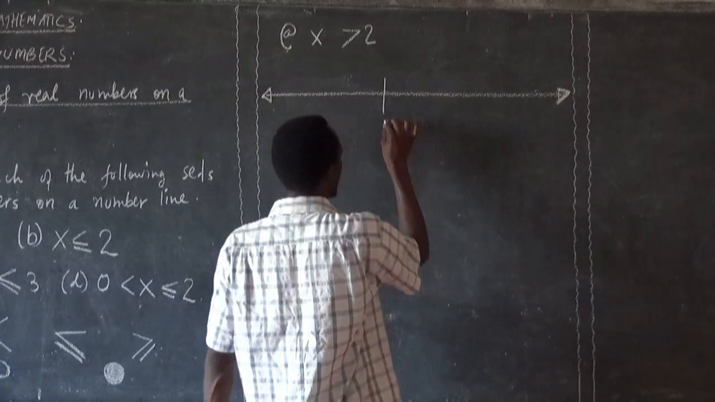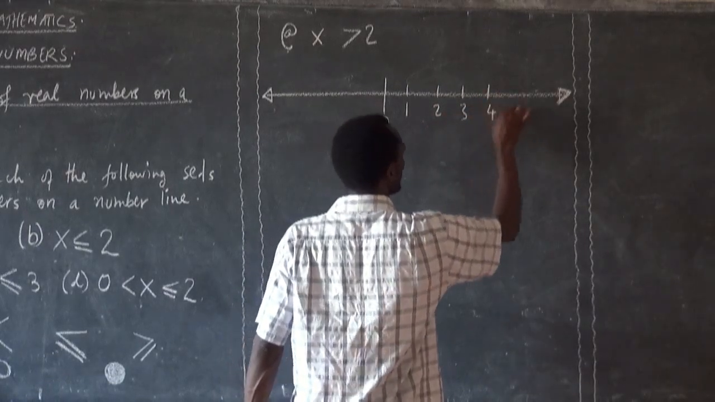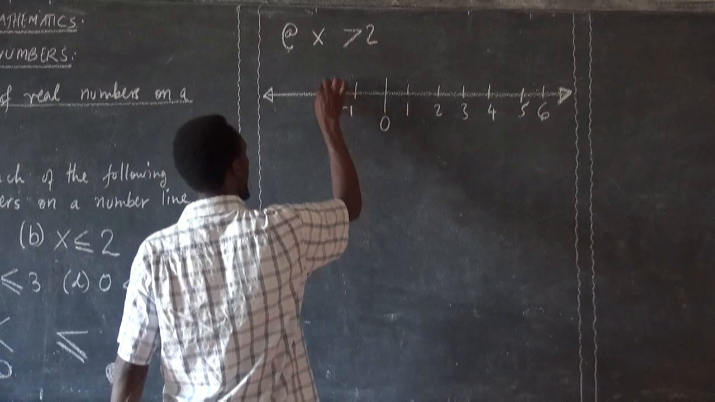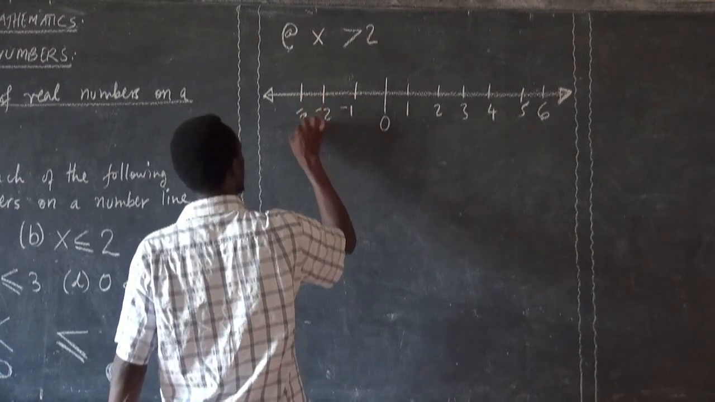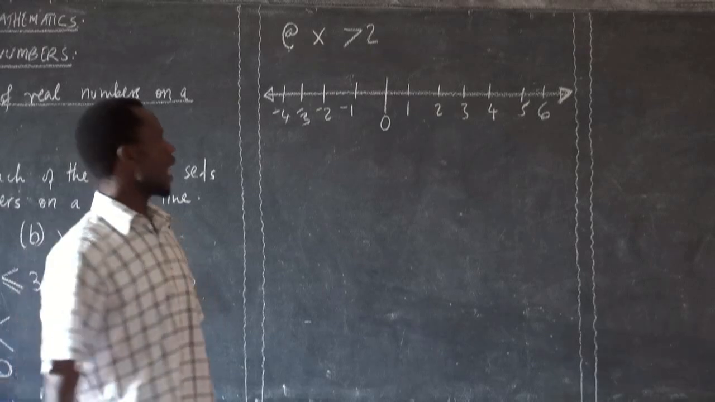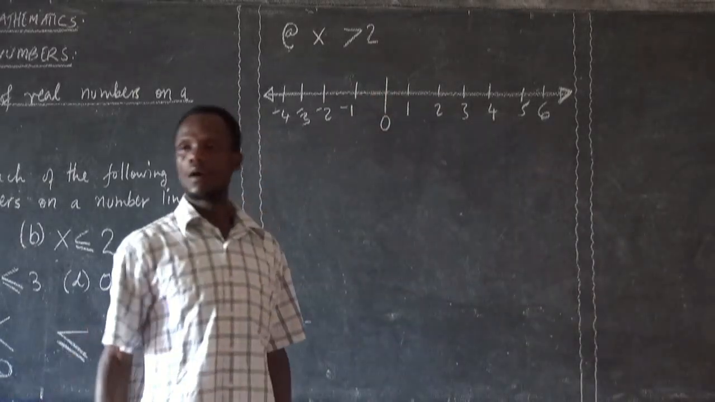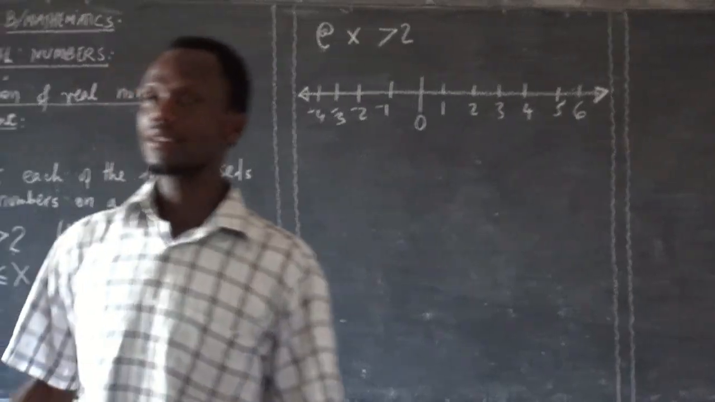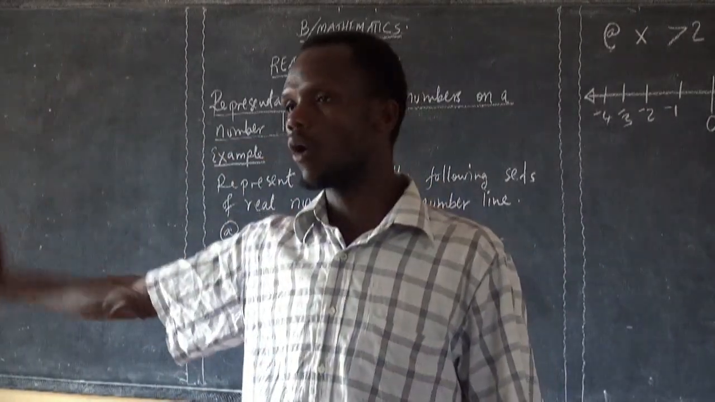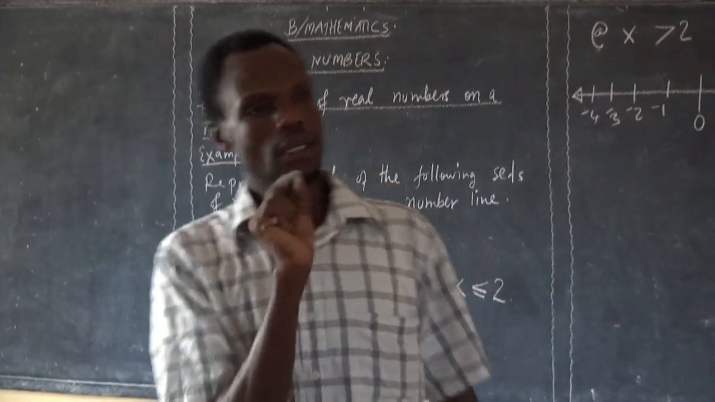The number line has 0, then 1, 2, 3, 4, 5, then 6, and so forth. Then we have negative 1, negative 2, negative 3, then negative 4. Numbers to the right are positives. Numbers to the left are negative. Between those, we have 0. Now that is a number line. A number line includes negatives and positives. Numbers to the right are called positives, and numbers to the left are called negatives.